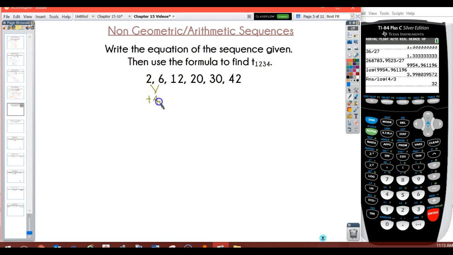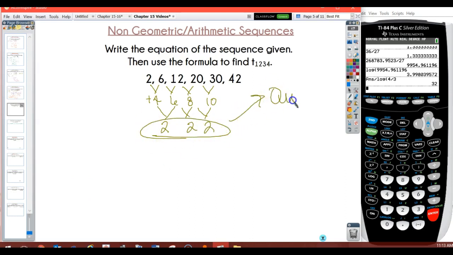And so you could see that the difference between 2 and 6 is 4, 6 and 12 is 6, 12 and 20 is 8, 20 and 30 is 10. Well, if you look at the second difference, we end up getting 2, 2, and 2. And so the fact that we have constant second differences tells me that this will look like a quadratic. Well, that gives us a clue that since it's a quadratic, we're probably squaring something.